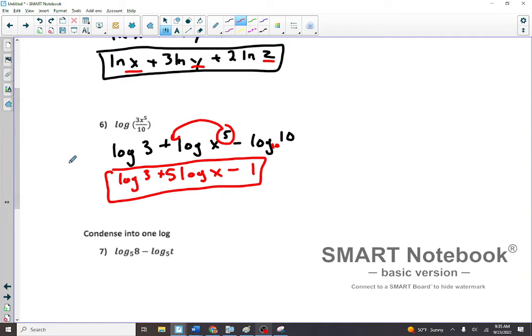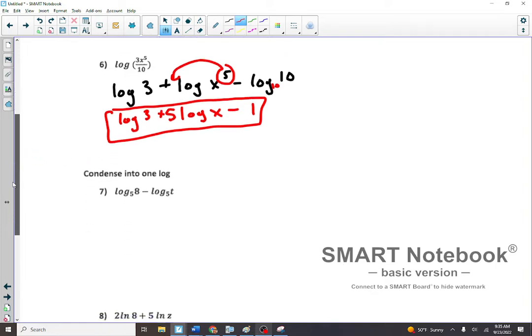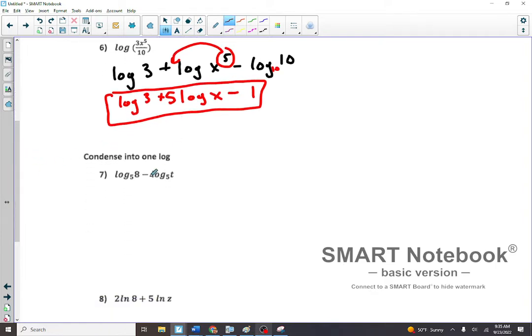So that's expanding. We're spreading them out. Now let's go to condensing, the kind of reverse. So there's this subtraction, so that means it's division. So log base 5, 8 over t. Remember, if it's a base 5, you have to be consistent with the bases.